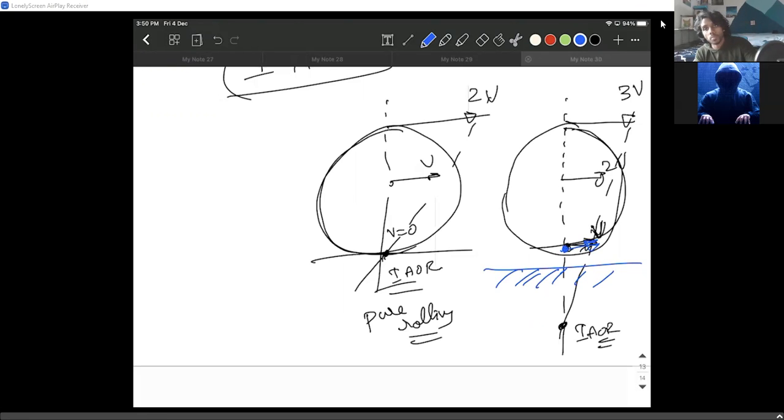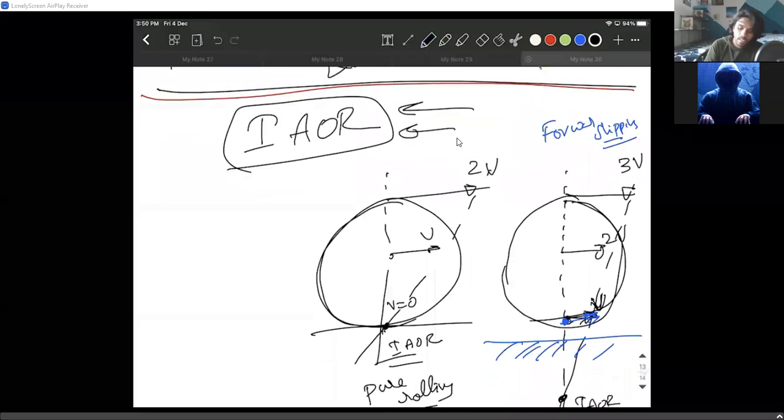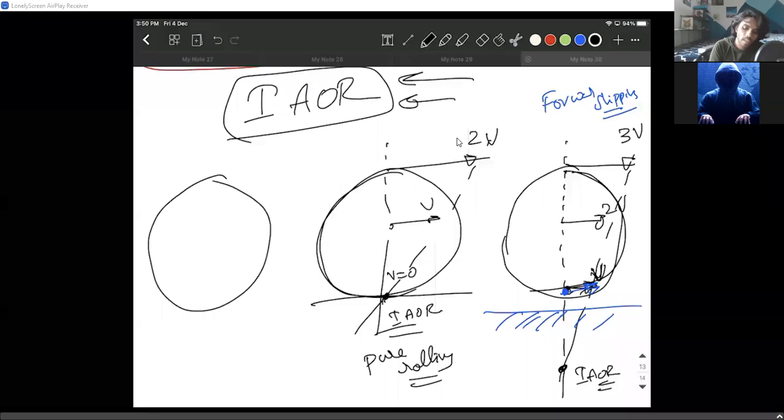Compared to the ground, the bottommost point is sliding forward. So they call this the forward slipping case. We'll clearly discuss that case later. I'm just talking in terms of instantaneous axis of rotation.